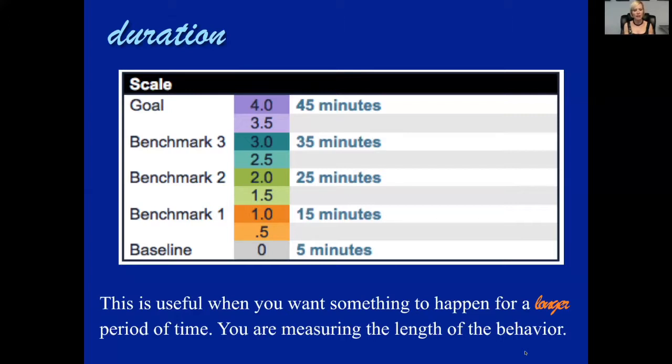And so in this example, we may have a student who right now is able to stay engaged for 5 minutes, and we want the student by the end of the year to be engaged for 45 minutes. So we ask the team, what is the student doing now? How is the student able to be engaged now? And we would say 5 minutes, and so that becomes the 0. The next question we ask is, what do we think we can accomplish by the end of a year with excellent intervention? And so the team agrees on 45 minutes.